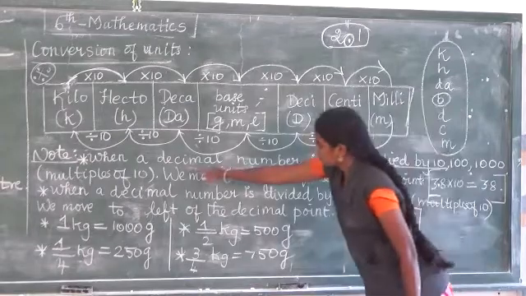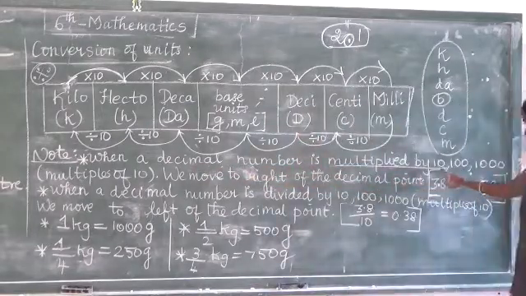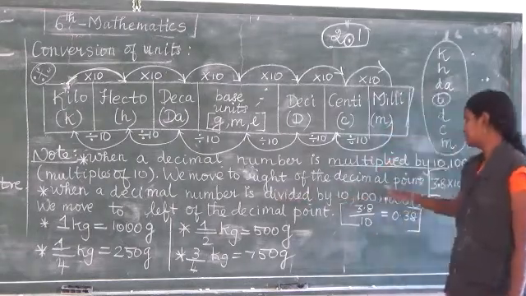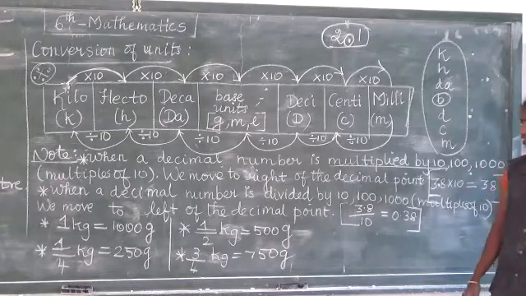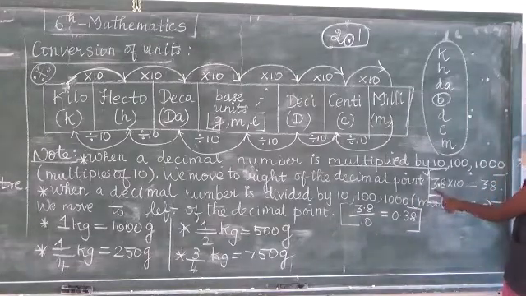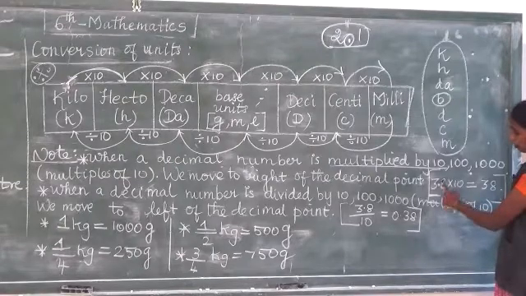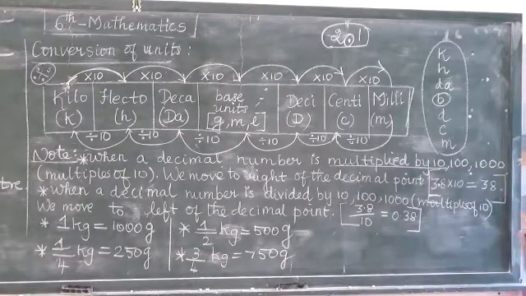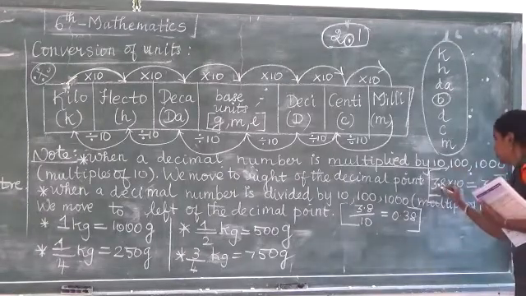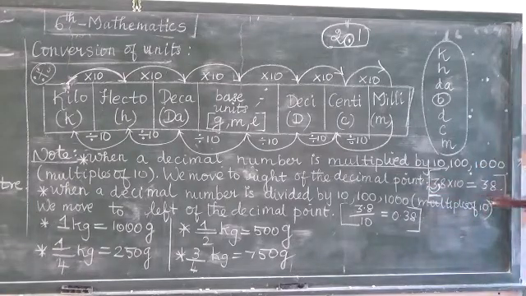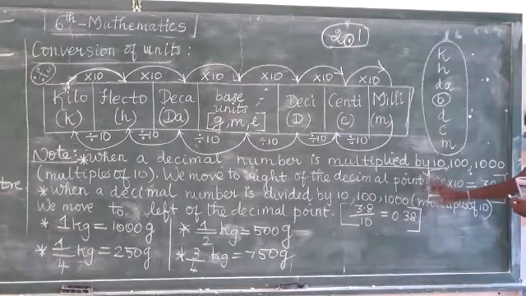When a decimal number is multiplied by 10, 100, 1000 or multiples of 10, we move to the right of the decimal point. For example, this is the decimal number 3.8. I multiply by 10. Whenever you do the multiplication, the point should move to the right side based on the zeros. How many zeros are there? Only one zero. So I am going to move one digit. So here this decimal point will move here. So the answer will be, see here, sorry, which is your right side?